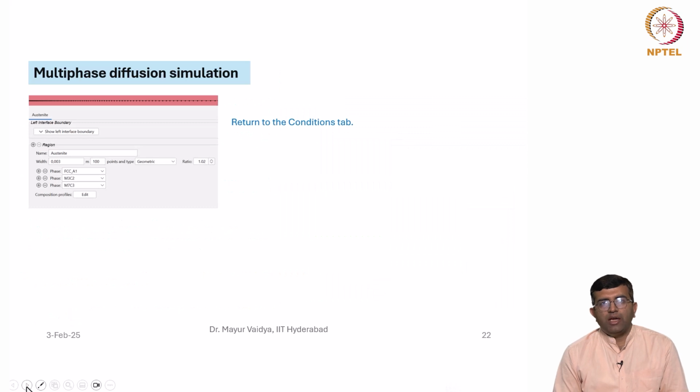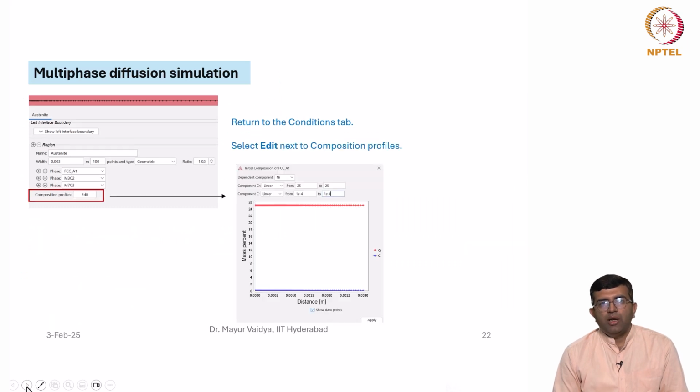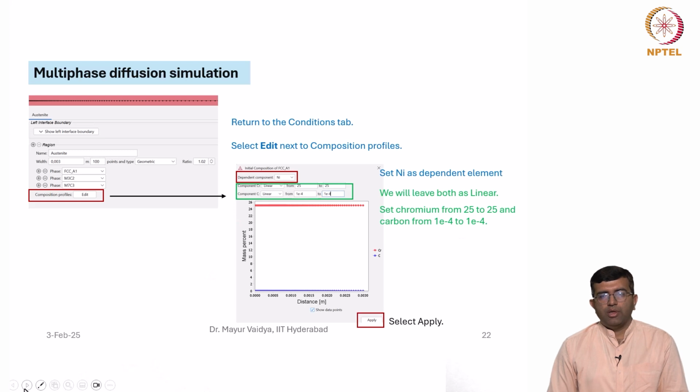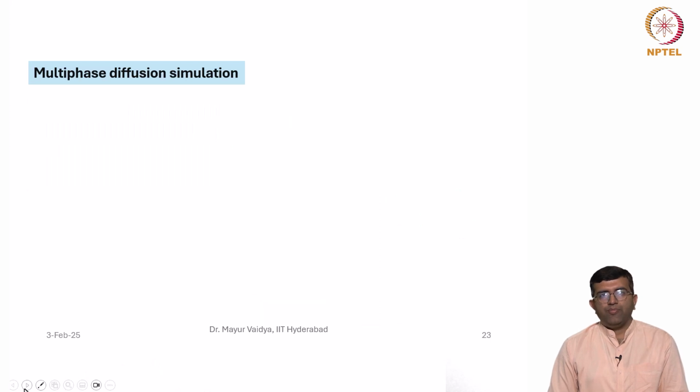After specifying that, return to the conditions tab and then click edit the composition profiles. Then the dependent composition is selected as Ni here, and both the chromium and carbon are linear. You can set the chromium from 25 to 25 and carbon from 1 e power minus 4 to 1 e power minus 4. Then click apply.